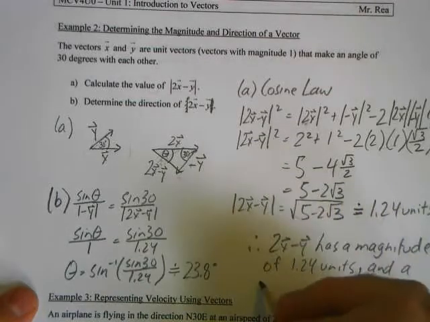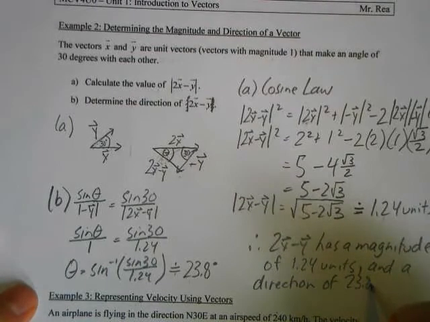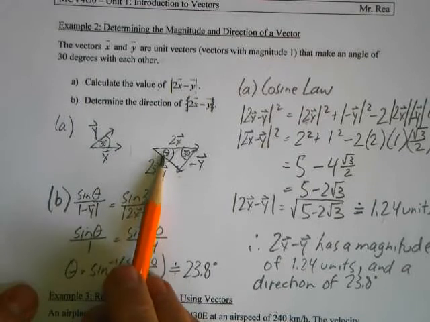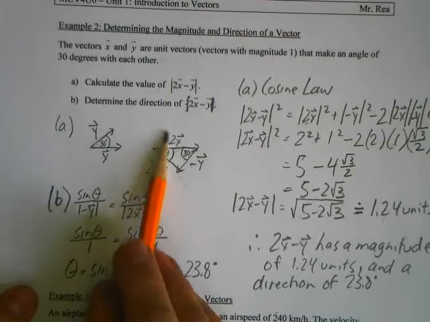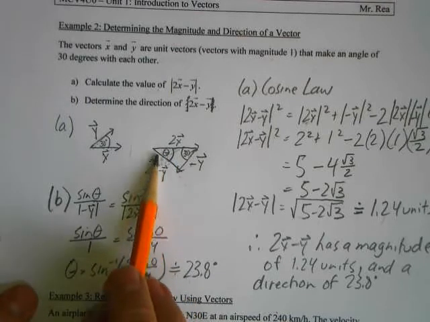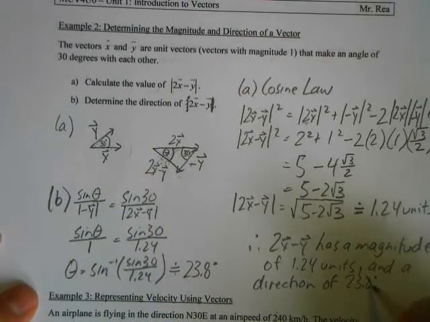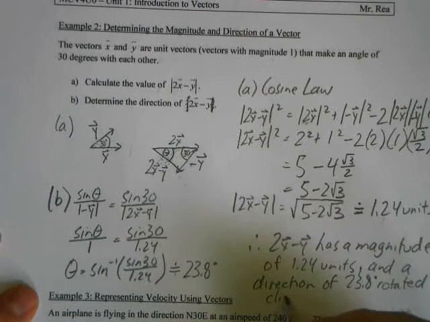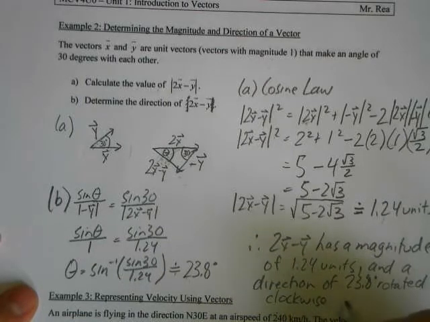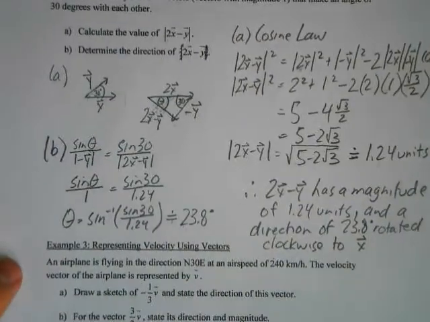And a direction of 23.8. Now here's where you have to be careful, because if I'm relating it to where x was, it could be on the top side, or counterclockwise to where x is, or clockwise. And for us, it's clockwise. You can see the resultant is clockwise from angle x if I rotated. So I would say 23.8 degrees rotated clockwise to vector x. You could also say vector 2x, but I think it's simpler to do that.